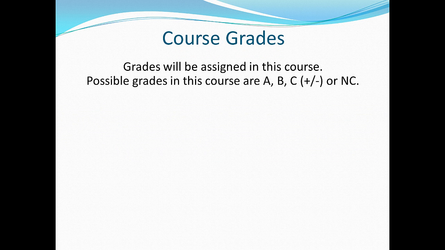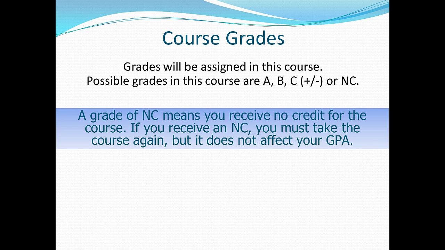This is what we call an ABC-NC course. Your grade will either be an A with the possibility of plus or minus, a B including the possibility of plus or minus, or a C with the possibility of plus or minus, or NC. NC means no credit. That means you don't get credit for the course. You don't get a D, you don't get an F, and if you get an NC, it does not affect your GPA at all.